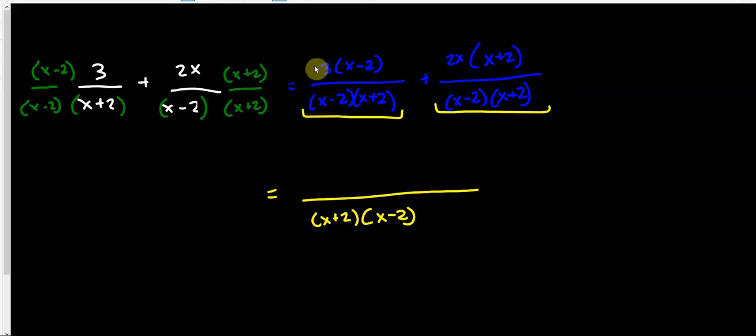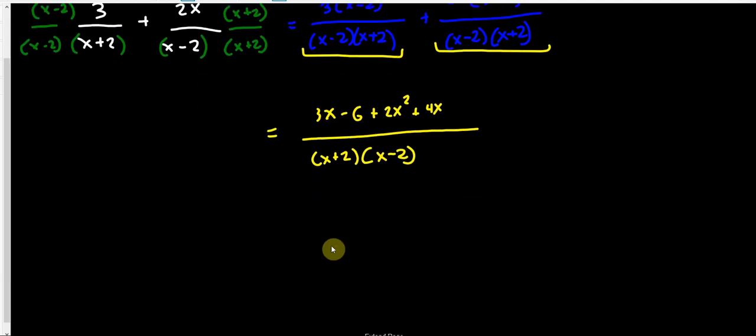And then I can take my time to simplify these. Now I may want to distribute and then combine like terms. I can go ahead and distribute in this step to maybe make it go a little bit faster. That's 3x minus 6 plus 2x times x, so plus 2x squared plus 4x. Okay. Now, do I have any like terms?